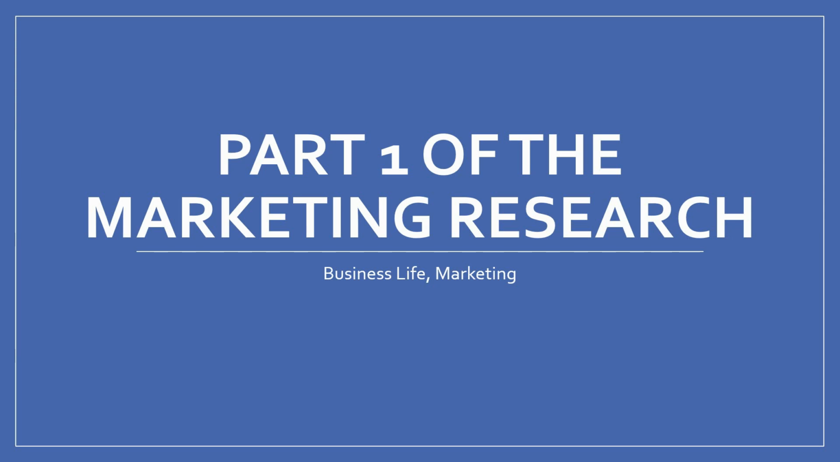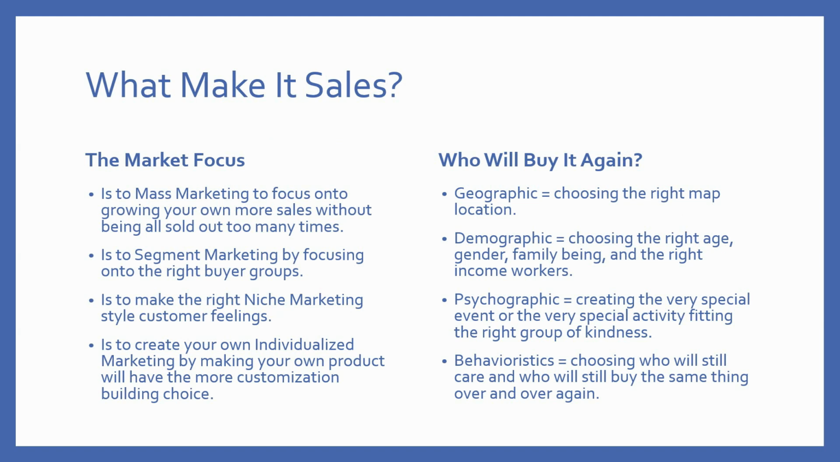This is part one of marketing research, because this whole textbook is mostly marketing research. It's nothing much different; it's just not introducing what the marketing terms are anymore. The market focus types are mass marketing, segment marketing, niche marketing, and individualized marketing.